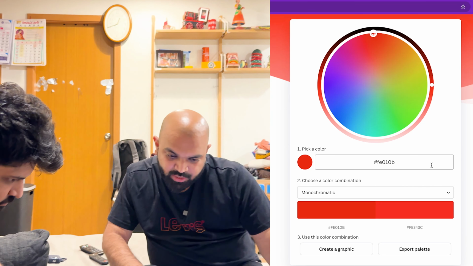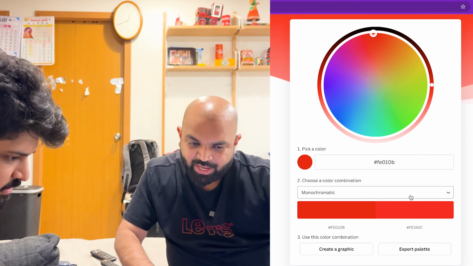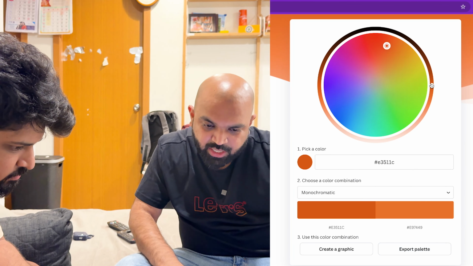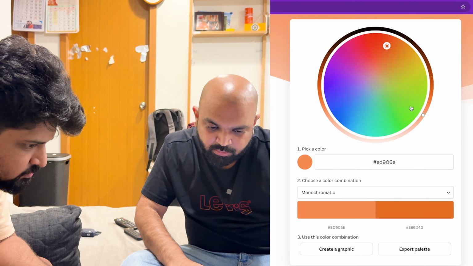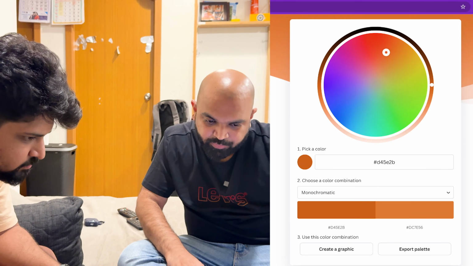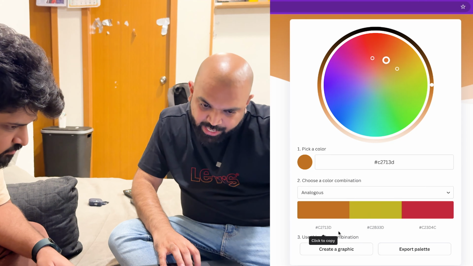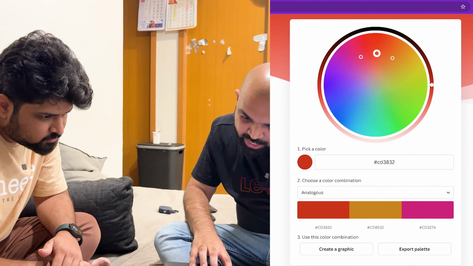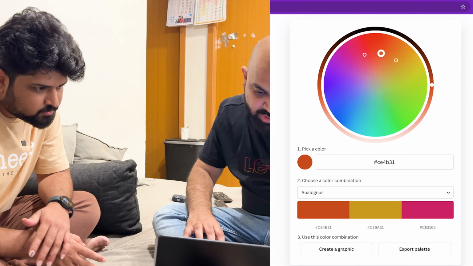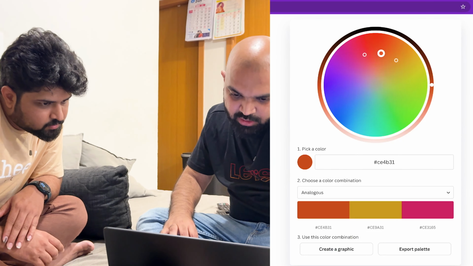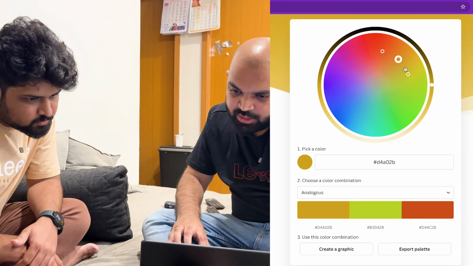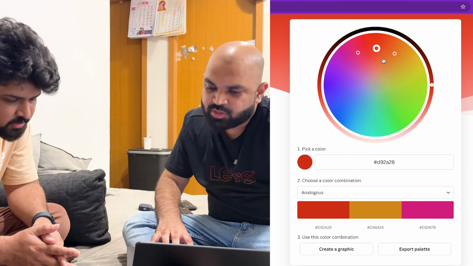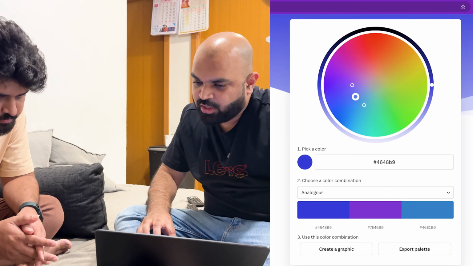If you just click on it, you will understand. Monochromatic is just a single color; the next color is basically taking another shade of it. Analogous is about other colors which are, I think, around 30 degrees on either side of the main color. So that is an analogous relationship.